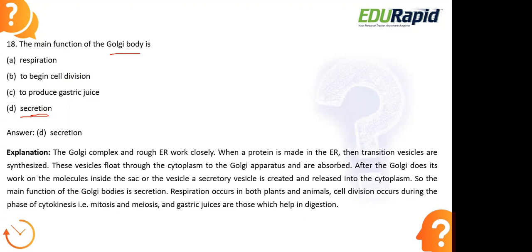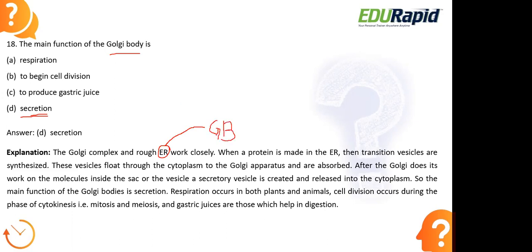What does it actually secrete? Usually proteins are made in the endoplasmic reticulum of our cell. The proteins which are synthesized here, where there is a presence of transition vesicles, are packaged into transition vesicles, which flow through the cytoplasm and finally reach the Golgi bodies. That is, from the endoplasmic reticulum through the cytoplasm, they flow and finally reach our Golgi bodies.